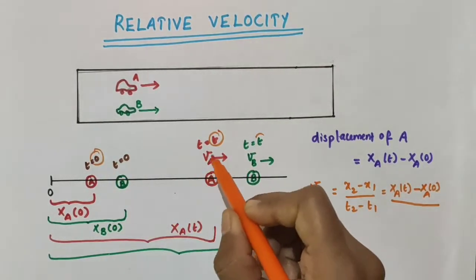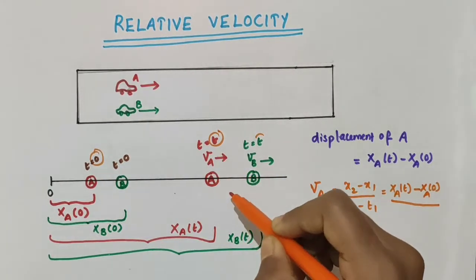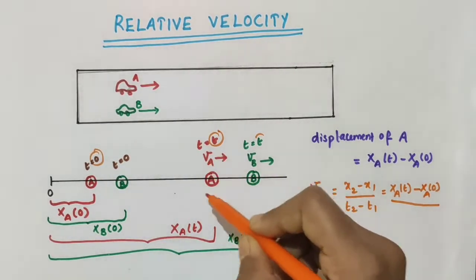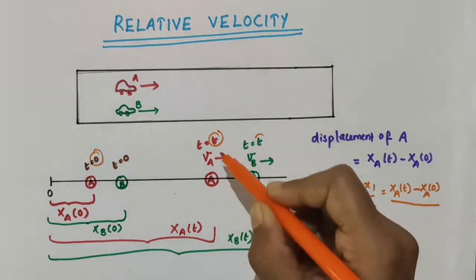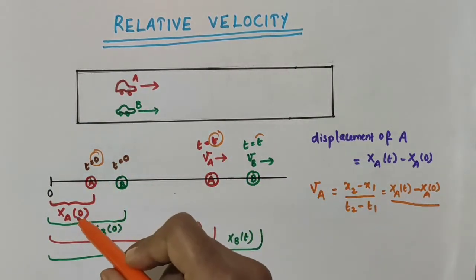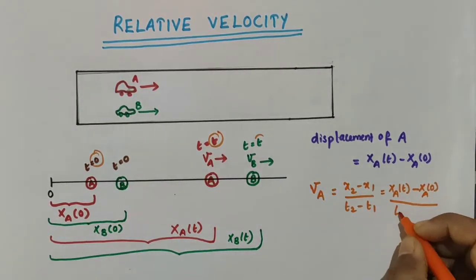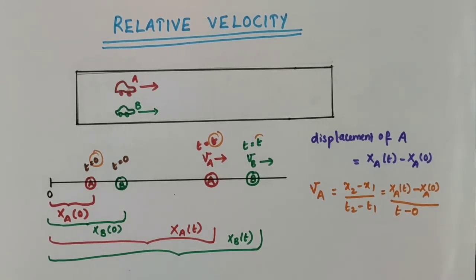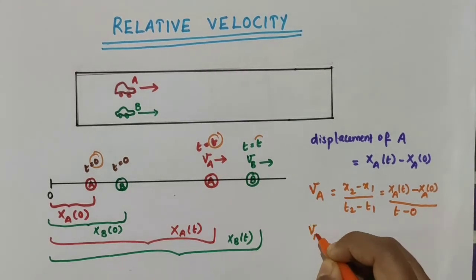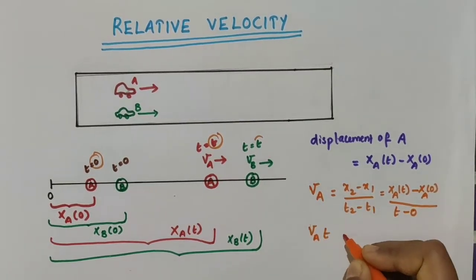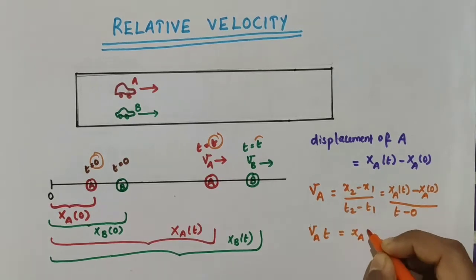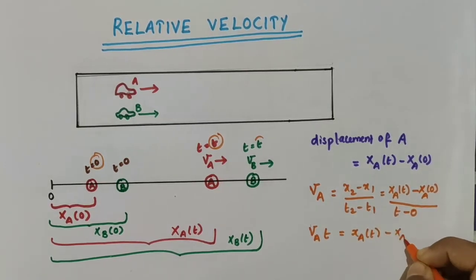And t1 is 0. That is the time when the object is here, when its position is xA of t, that is t, and the initial position is xA of 0 corresponding to the time 0. So t1 is 0 and t2 is t. So this can be written as t minus 0. Now, t minus 0 is t itself. When I am taking that t to this side, that goes to the numerator, no? So we can write it as VA into t equal to xA of t minus xA of 0.